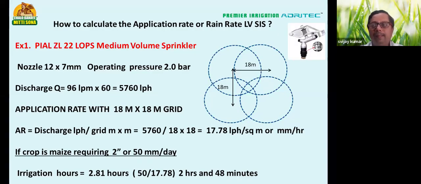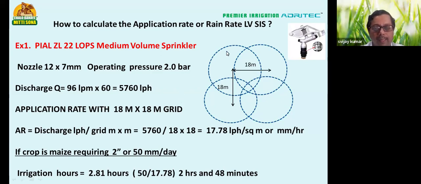So now let us look at some of the technical part, which is very important. So first thing that you need to know is how the water is actually falling on that area. That is called the application rate or rain rate. I had explained this application rate in my earlier micro sprinkler session also. So just for you, I have selected this particular ZL22 LOPS model sprinkler, and it has got a throw radius of 18 meter by 18 meter.